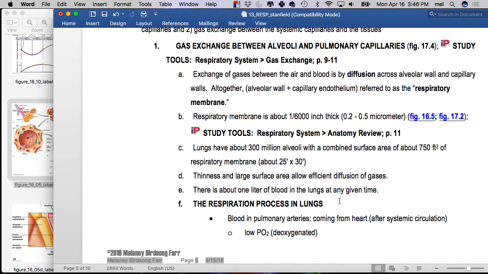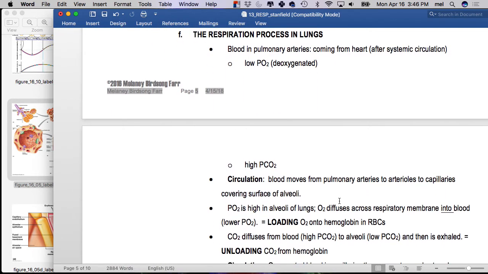Okay, in addition, one other thing. There's usually a disproportionate amount of blood going through the lungs. So if you've got 5-6 liters-ish, usually about 1 liter at any given moment is going through the lungs. So disproportionate blood flow, really, really thin, super good surface area, really good gas exchange. Okay? All right. So the respiration process in the lungs is kind of what you expect it to be.